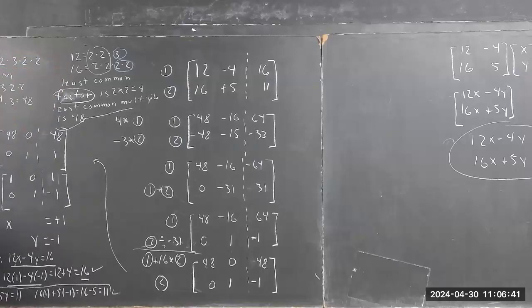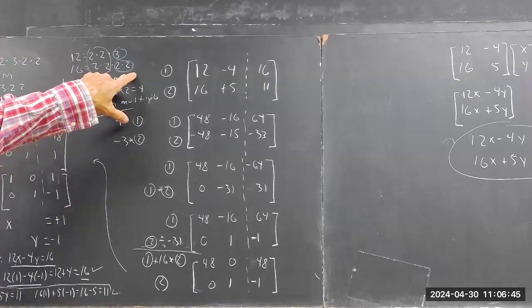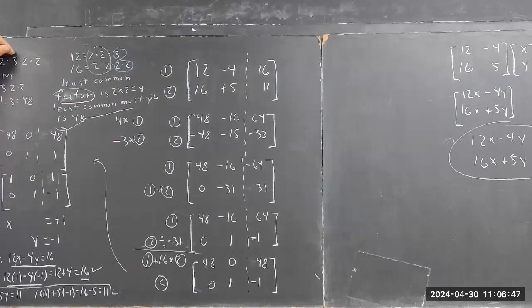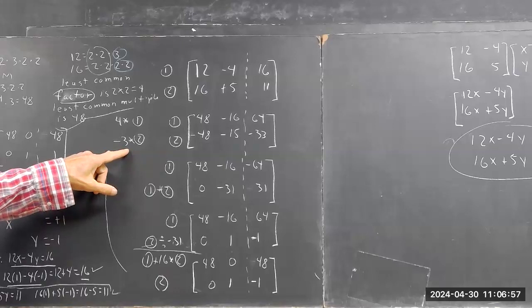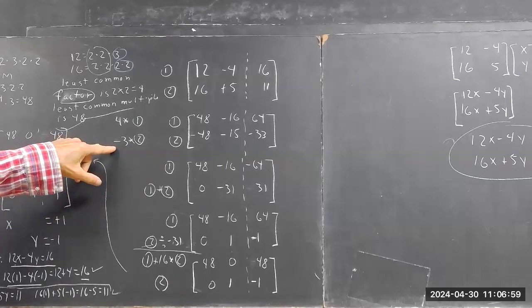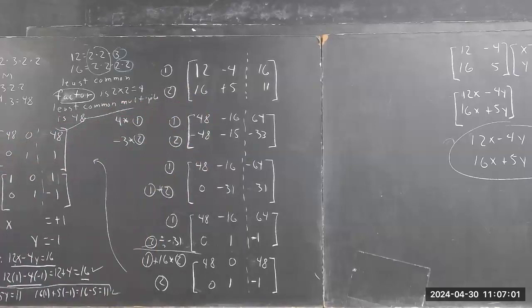What do we do with the second row? Well, 16 has these 4 2's. What does it lack? It lacks the 3. So if we multiply 16 by 3, we're going to get this, which is again the least common multiple. So we multiply the second row by 3, and we put a negative sign on that 3, so we don't have to worry about subtracting negatives, if they should arise. Okay.